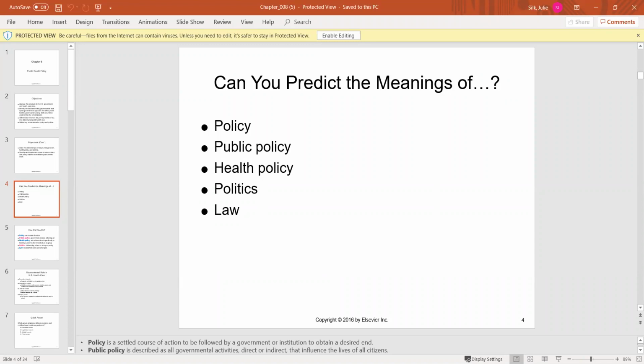And then public policy. So this is described as all governmental activities, direct or indirect, that influence the lives of all citizens. So for example, a public policy right now would be these things put in place by the Ohio government about our stay-at-home orders and stuff for this coronavirus, which I know a lot of that's being lifted now, but some of those were put into place to influence the lives of the citizens here in Ohio, so we could prevent further death and destruction from this coronavirus, right?